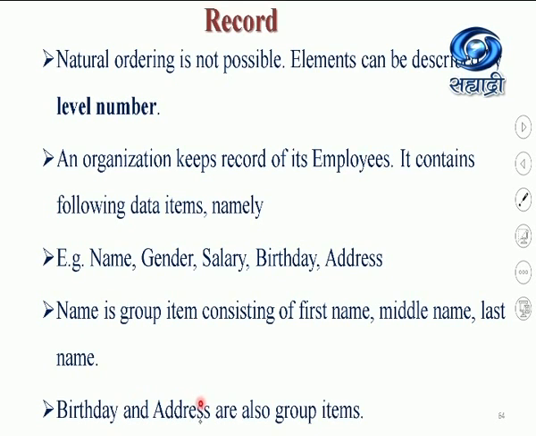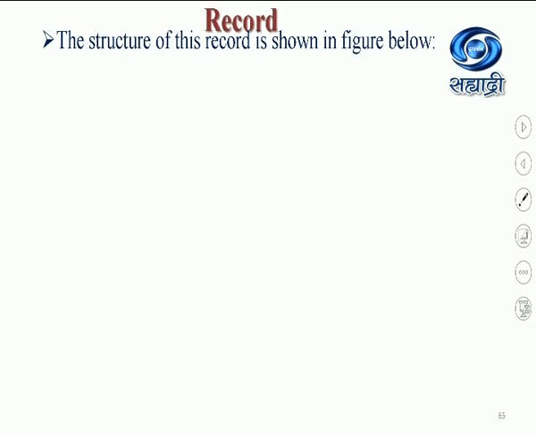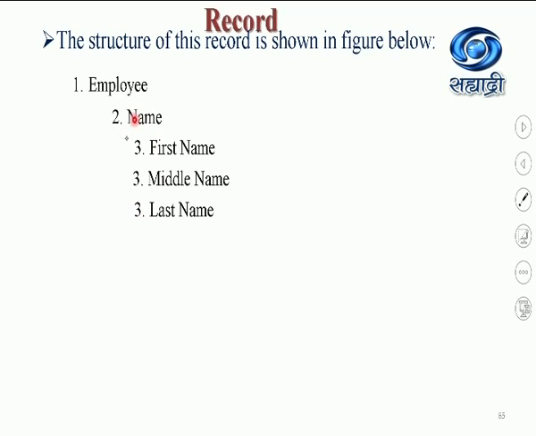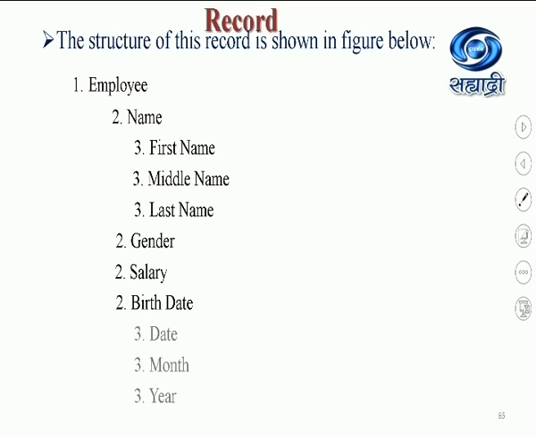Then birthday and address are also group items, because birthday contains day, month and year, and address contains various sub fields. So name, birthday and address are the group items, whereas gender and salary are the elementary items. The structure of this record is shown in the following figure. This is the employee, that is the record name. Then the fields are name, which is divided into the 3 sub fields: first name, middle name and last name. Next are gender, salary, birth date.